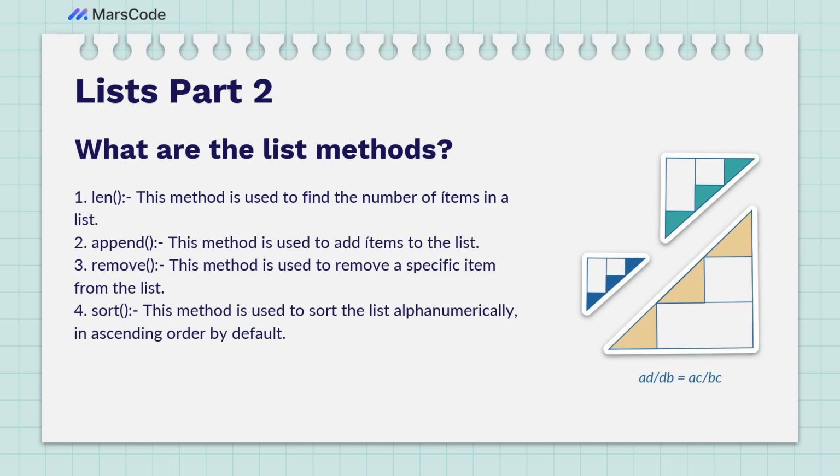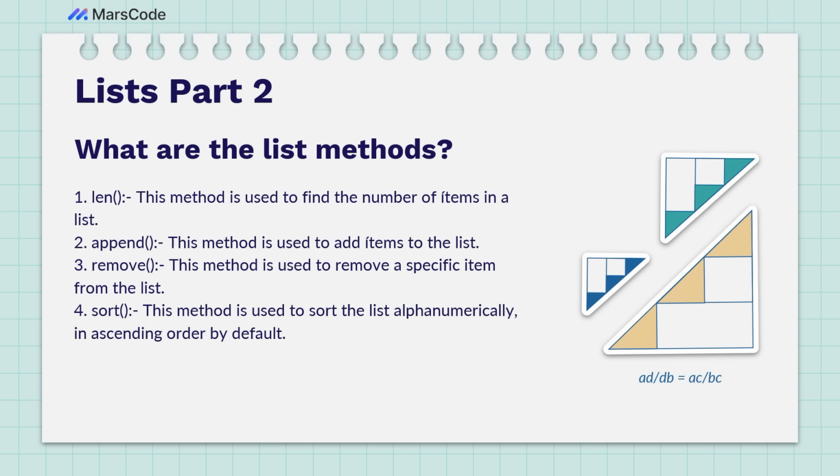I wouldn't have onions. The fourth method is for sorting the list. If you want to sort the list alphanumerically in an ascending order, you would just say sort. If your list is not alphabetically sorted, it will just sort it out for you. But if it is already sorted, it wouldn't do anything.